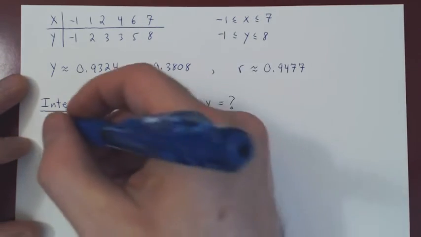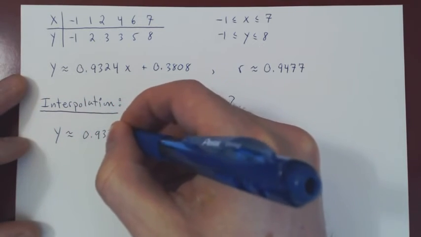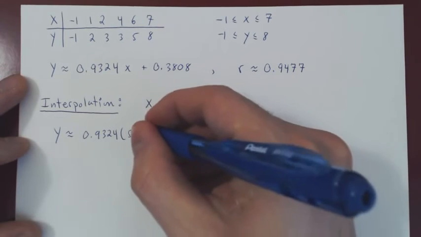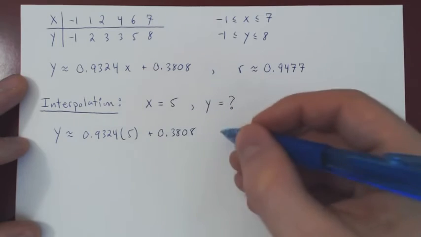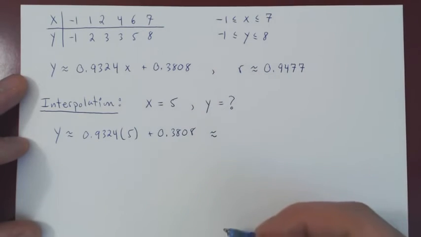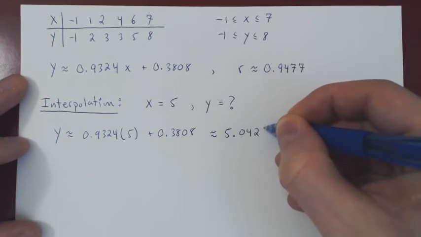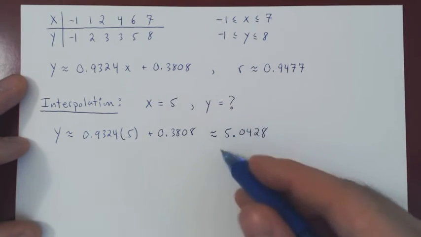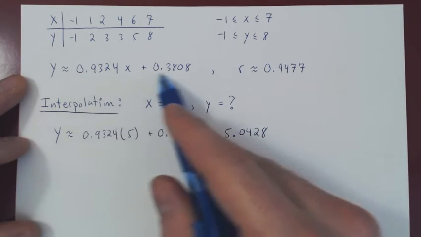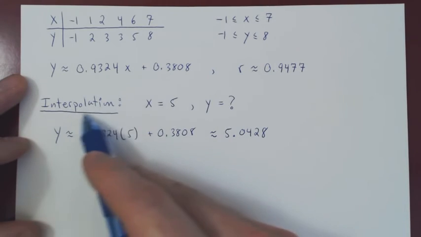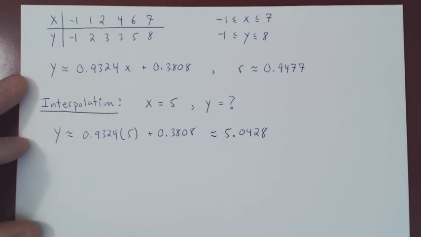So we just replace, right? So y will be approximately 0.9324 times x, which is 5, plus b, 0.3808. And if you calculate this with your calculator, you will find an approximate y value of 5.0428. And that is the predicted y value, given that x was observed to be 5 from our line of least squares. And that is an interpolation, when the x value is within the range of observed x values.